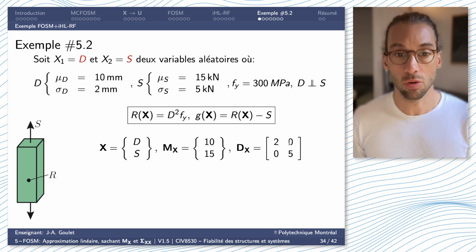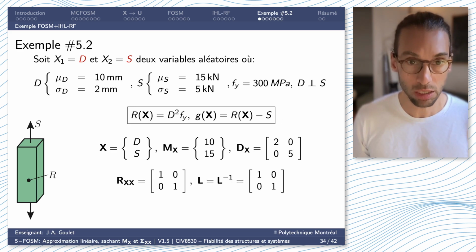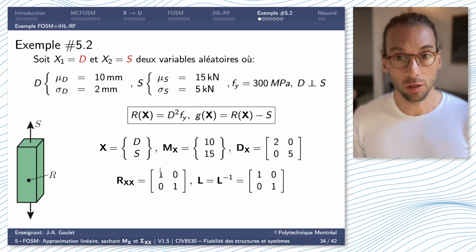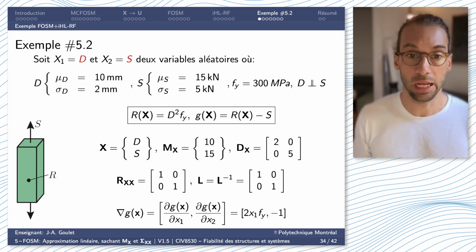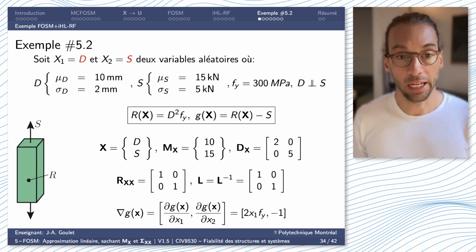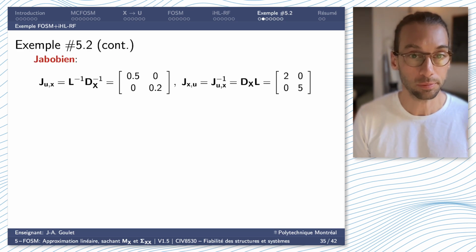This is my standard deviation matrix. My correlation matrix is a diagonal matrix because both variables are independent. If I do my Cholesky decomposition of that R, this is still an identity matrix. I can evaluate my gradient vector. The derivative with respect to D is going to give me 2x1, so 2d f of y. The derivative with respect to S is going to give me simply minus 1.